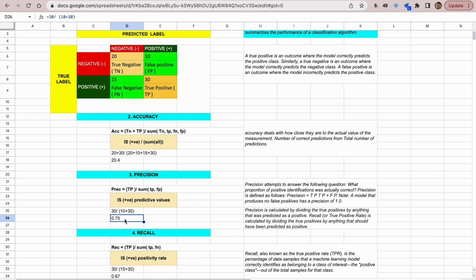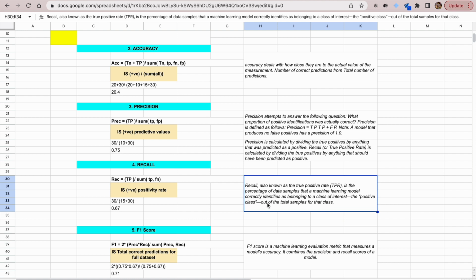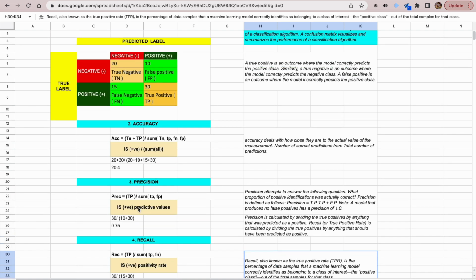We have 75% here, so always round it to the last two values and give it as 75% precision. So your answer will be, your model has predicted 75% correct predictions. And the recall is also called the sensitivity, and it is also the true positivity rate. In recall, you can say it is a positivity percentage.